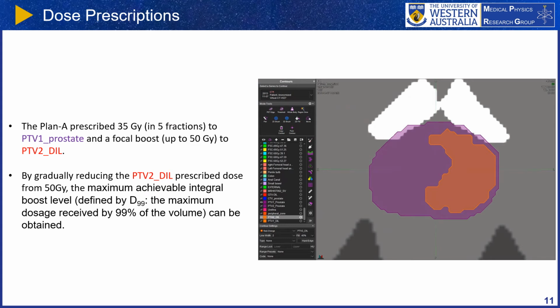Plan A is prescribed with 35 gray in 5 fractions to the PTV1 prostate, which is the purple region over here, and a focal boost up to 50 gray to the PTV2 DIL, which is the orange volume over here. By gradually reducing the PTV2 DIL prescribed dose from the 50 gray, the maximum achievable integral boost level defined by the D99, the minimum dose received by 99% of the volume, can be obtained.